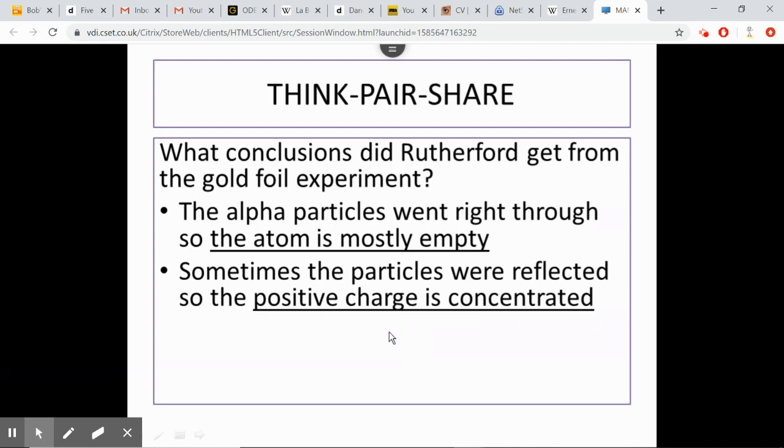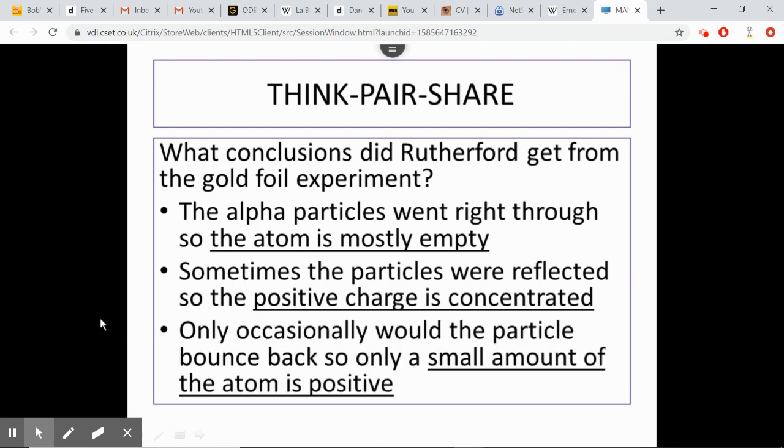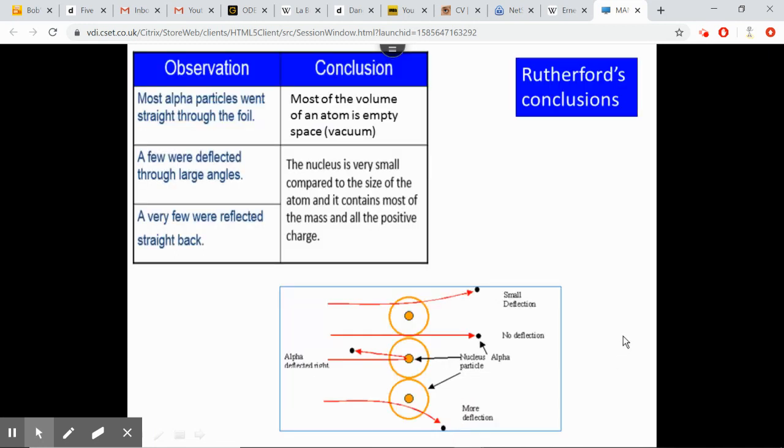So nucleus would be fine as well. The positive charge is all in one place. And because only occasionally would the particle bounce back, only a small amount of the atom is positive. So the atom is mostly empty, the positive charge is concentrated, and it's concentrated in the middle. This is where Rutherford's model of the atom comes from, which looks a lot more similar to what we've seen before, with a nucleus in the middle and the electrons around the outside.